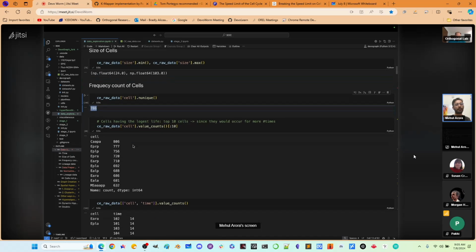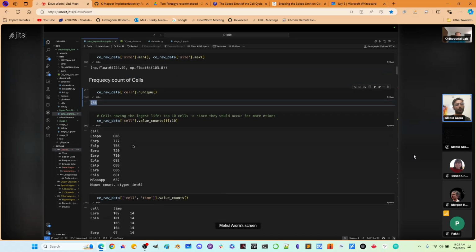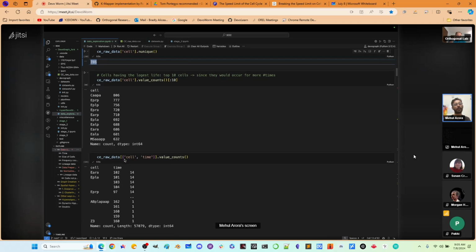And I just did the value counts of it, trying to observe how many times a particular cell is observed. So this kappa, CAAPA, is observed the most number of times. I printed the top 10 which are observed. This observations is basically the number of times it comes and the frequency of that particular cell. Multiplied by those, we get this 806.